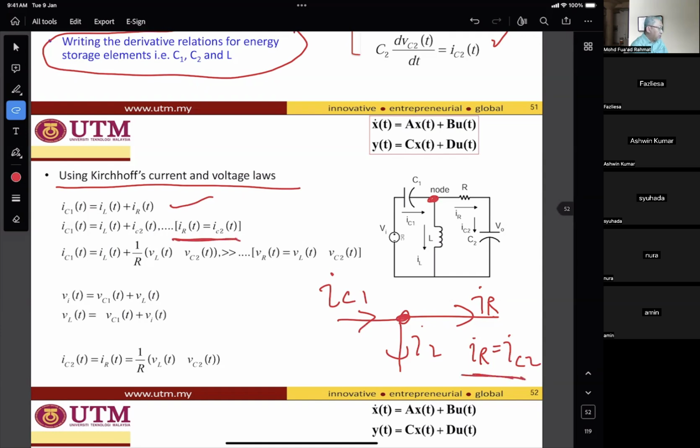Okay. So we replace IR with X2. Then IC1 is equal to IL plus 1 over R times VR, where VR is equal to VL and VC.